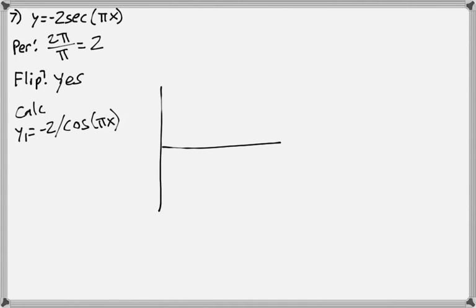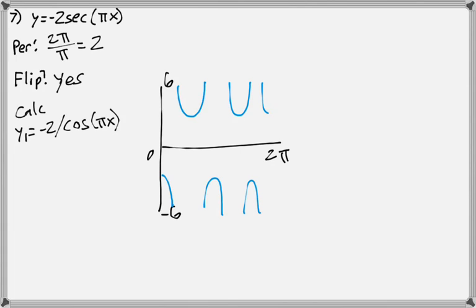And I want to graph it from -6 to 6 and 0 to 2 pi. And my graph looks like this. And there are vertical asymptotes here.